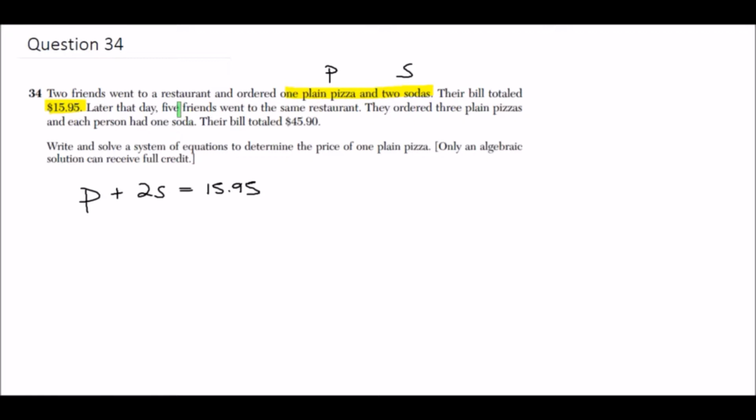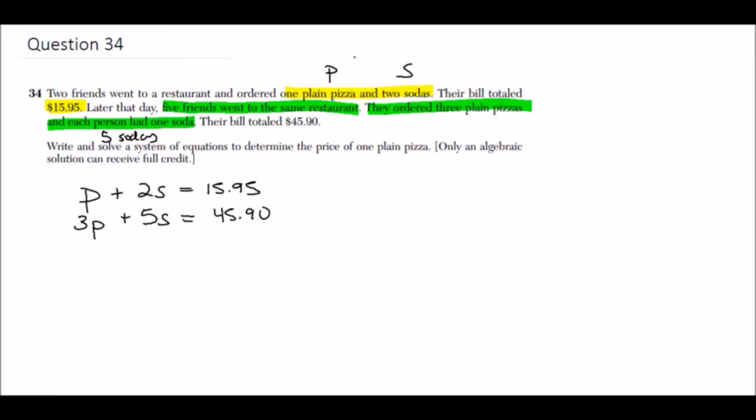Then what we have is 5 friends went to the same restaurant and they ordered 3 pizzas and each person had 1 soda. So that means that there were 5 sodas. And their bill totaled $45.90. So we have 3 pizzas plus 5 sodas is $45.90.